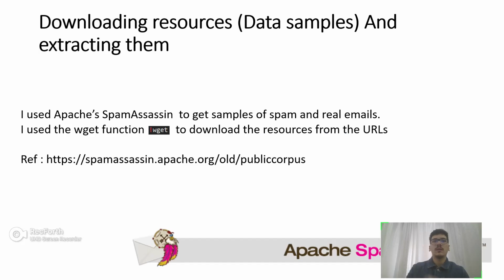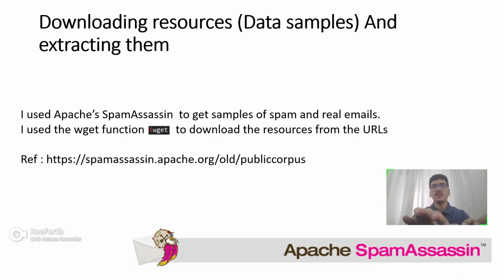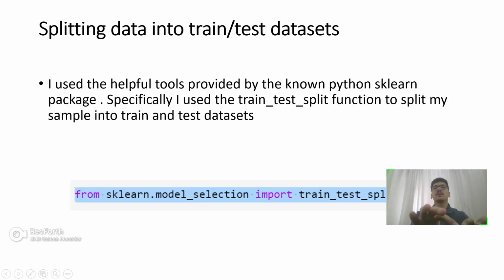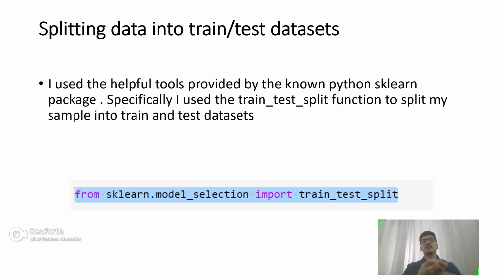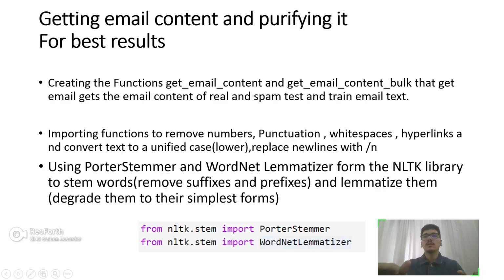So I downloaded my email samples, the datasets from Apache Spam Assassin. It has a very huge amount of datasets. Here's the URL, and I split the data using the classic sklearn train test split. And then I got the email content using a defined function, get email content and get email content bulk.